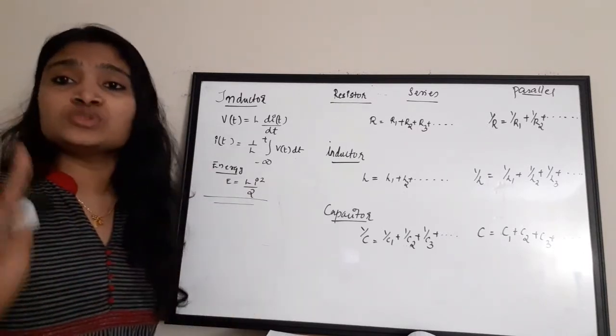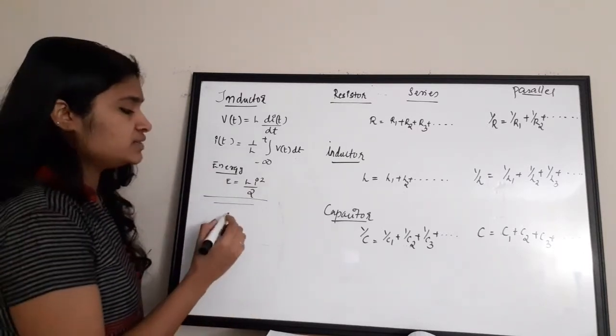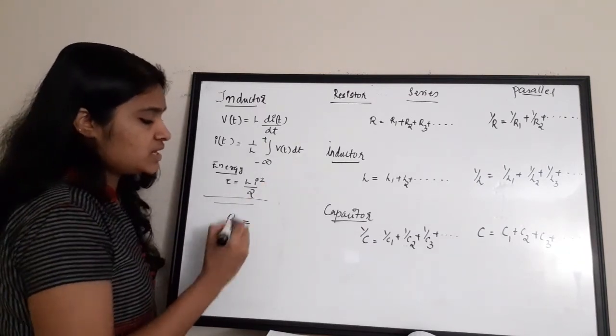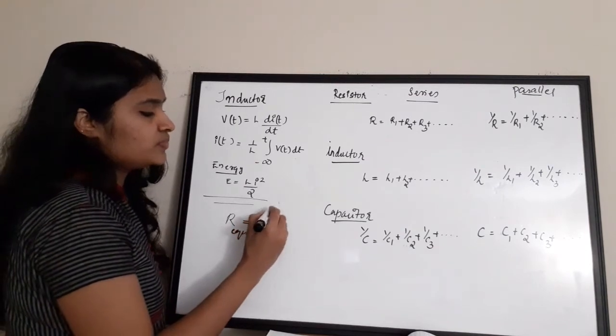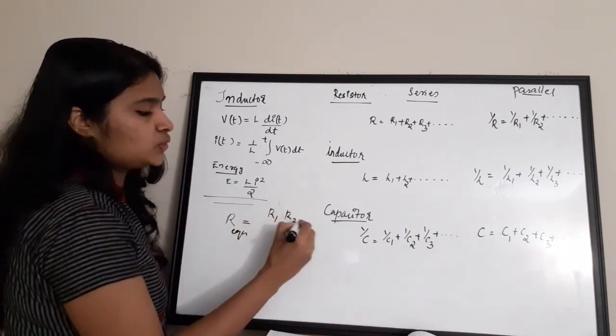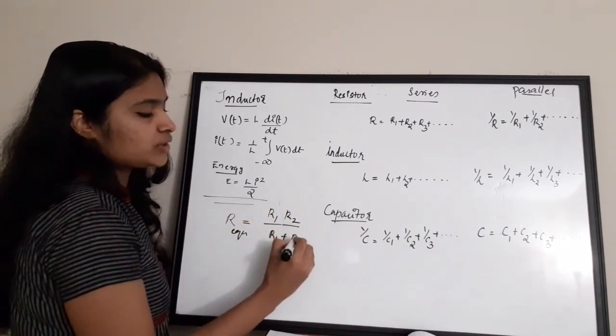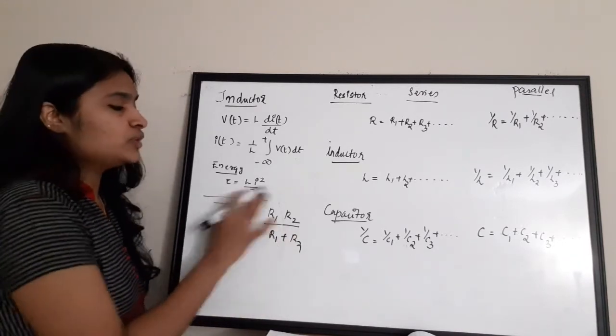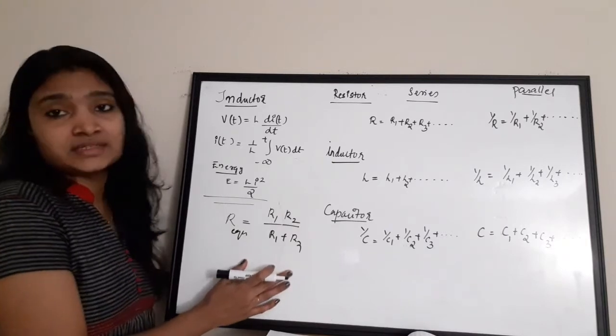And if there are only two resistors, what is the equivalent resistance value? You don't have to write this equation separately: R equivalent = R1 R2 / (R1 + R2), if there are only two. This is also important if you have only two resistors connected in parallel.